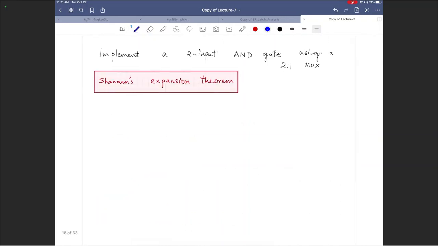All right, let's move on here. Let us do something related to this. We are going to try to implement a two input AND gate using a 2:1 mux. So how can we do this? First we start off with an expression, right? So what is the expression? Expression is F equals A and B.